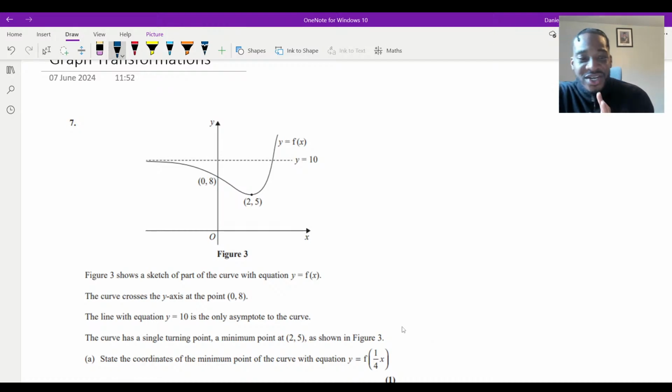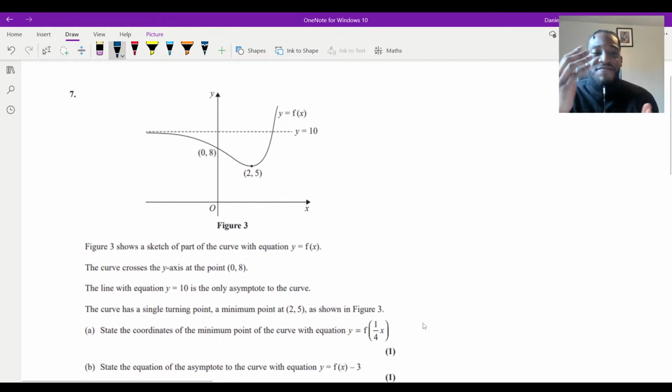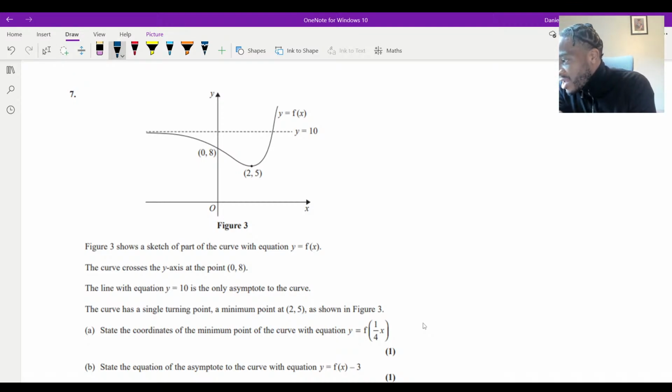All right. Let's look at this question. It says figure three shows a sketch of the part of the curve of equation y equals f of x. The curve crosses the y-axis at the point (0, 8). The line with equation y equals 10 is the only asymptote. The curve has a single turning point, a minimum point at (2, 5), as shown in figure 3. State the coordinates of the minimum point of the curve of equation y equals f of a quarter x. So again, graph transformations. How do we find this?